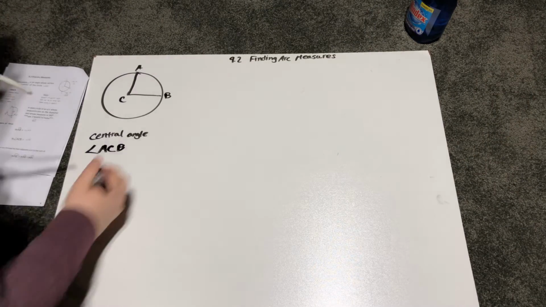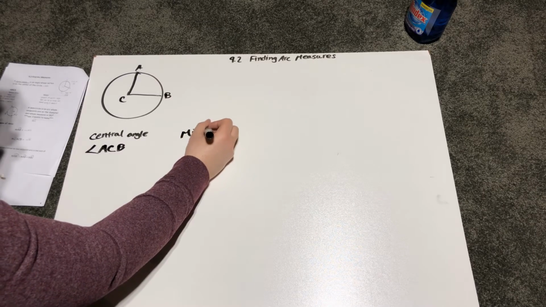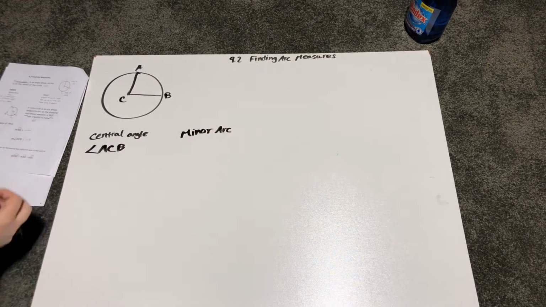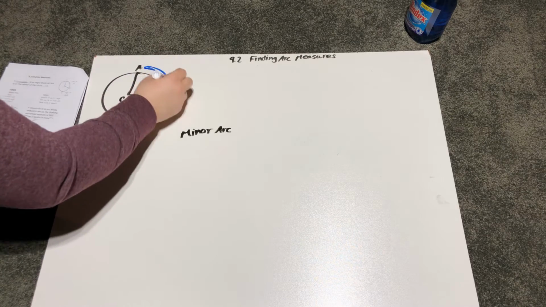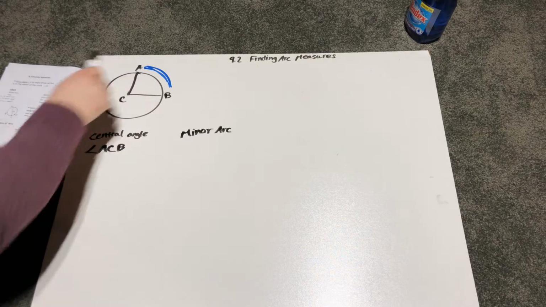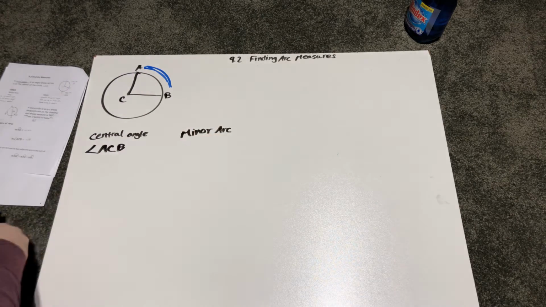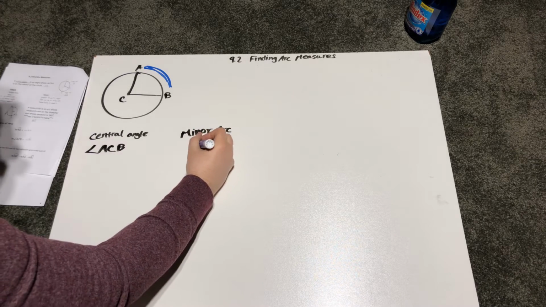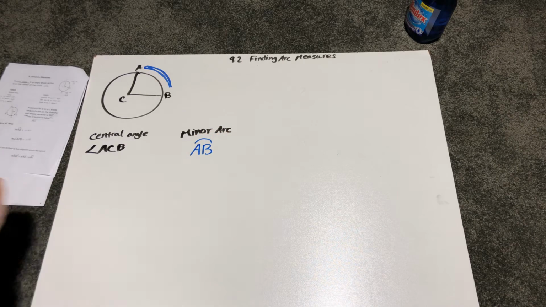We also have arcs. A minor arc is the interior of the central angle. So right here, it's a little arc, and it's inside of this central angle right here. And we name it using 2 letters. So this would be minor arc AB. So we write AB, use 2 letters, and draw a little arc around it.